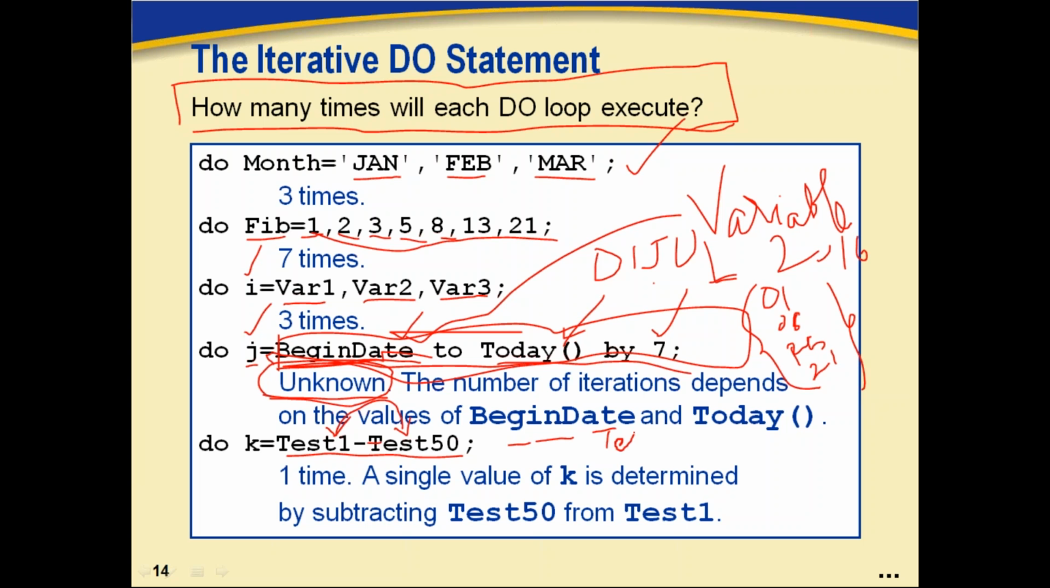What do you mean by test1 double hyphen, or dash dash, test50? It means consider all the variables between test1 and test50. But if you simply use a single hyphen or dash, then it will treat it as an expression. If you use double hyphens or double dash, then it will treat all the variables between test1 and test50.